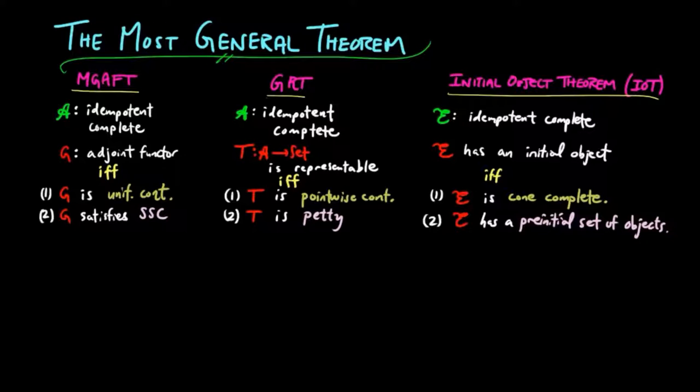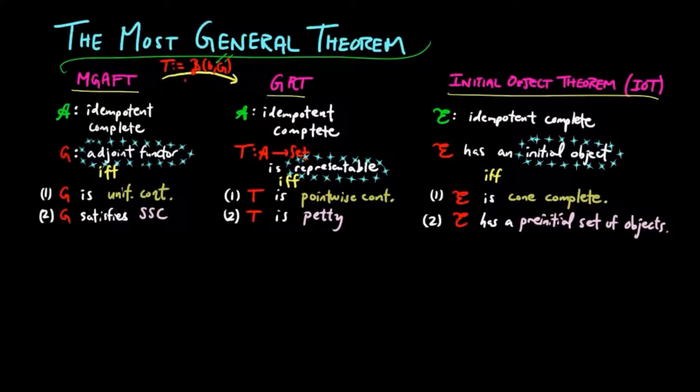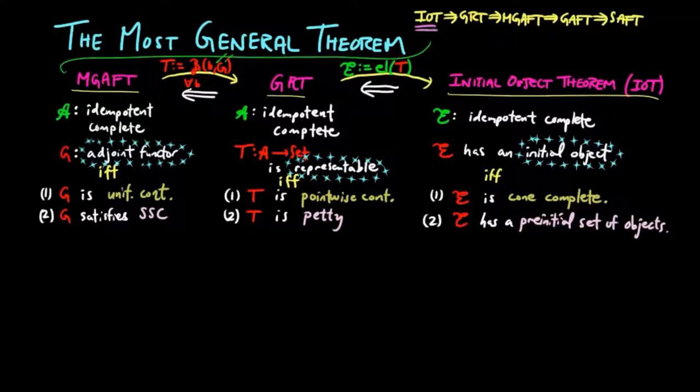In the more general adjoint functor theorem, we are trying to determine if G is an adjoint functor. In the general representability theorem, it's if T is representable, and in the initial object theorem, it's if E has an initial object. We have such a generalization by taking a functor G to its presheaves BG for each object B, and then taking the category of elements of a presheaf. This then shows that the initial object theorem implies the general representability theorem, which implies the more general adjoint functor theorem. And we can continue this chain of implications all the way down to the special adjoint functor theorem. So it is enough to prove the initial object theorem in order to prove them all.